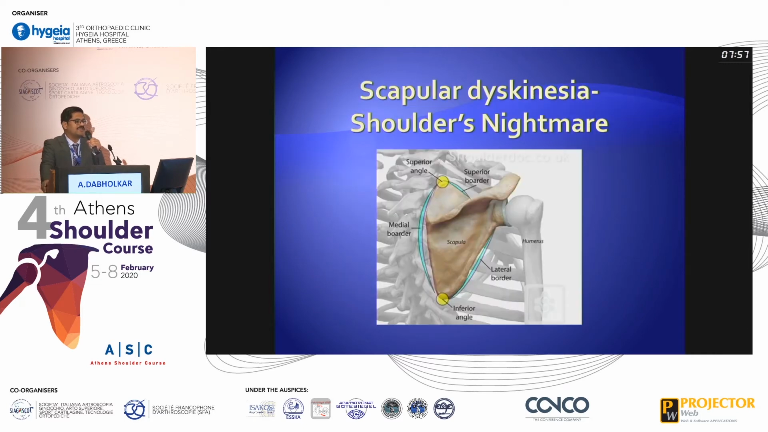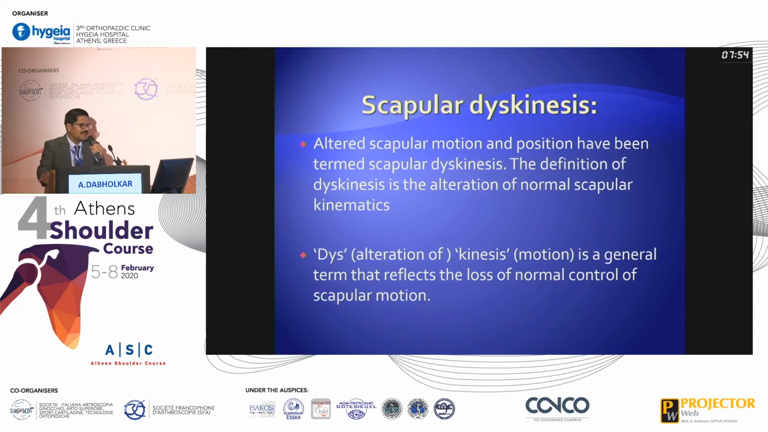What is scapular dyskinesis? It is the shoulder's nightmare. We know that scapular dyskinesis is nothing but altered scapular motion and position, which have been termed scapular dyskinesis. The definition of dyskinesis is an alteration of normal scapular kinematics. Dyskinesis is a general term that reflects the loss of normal control of motion.